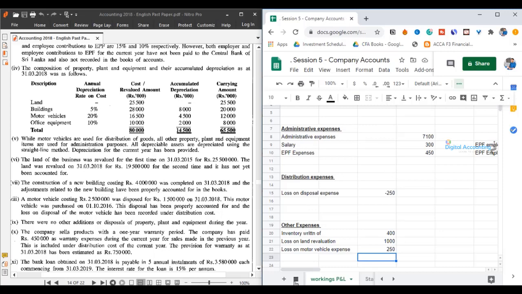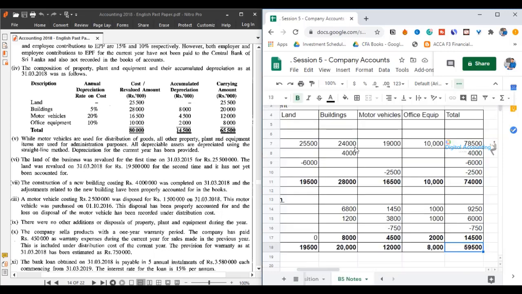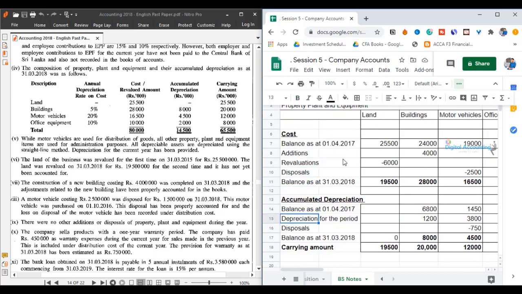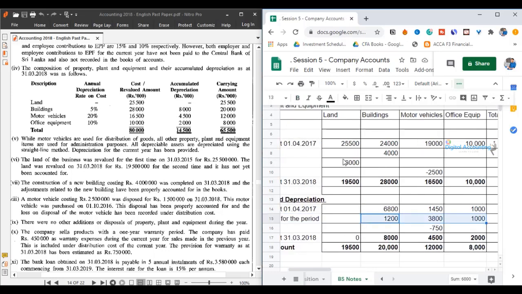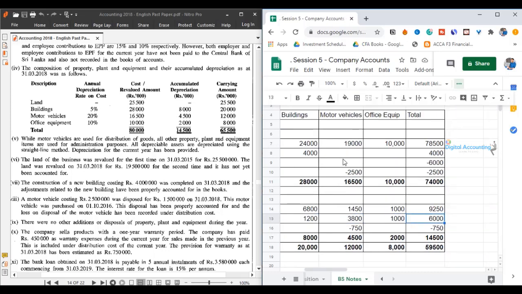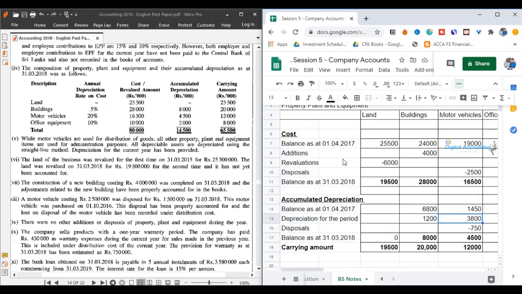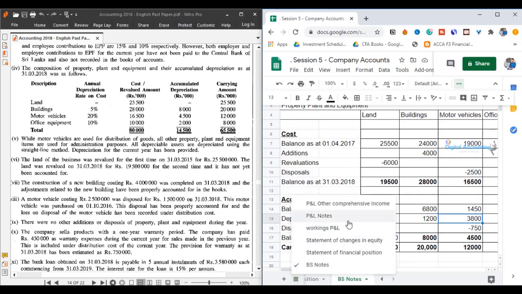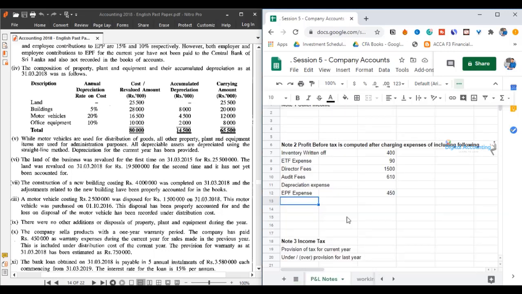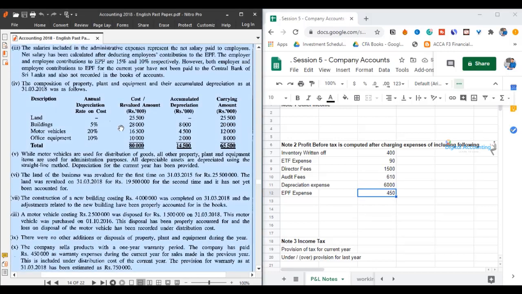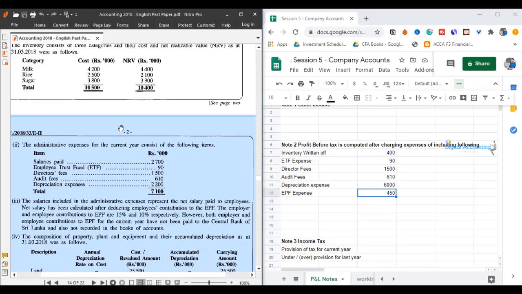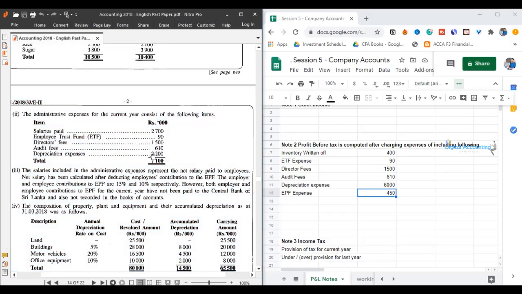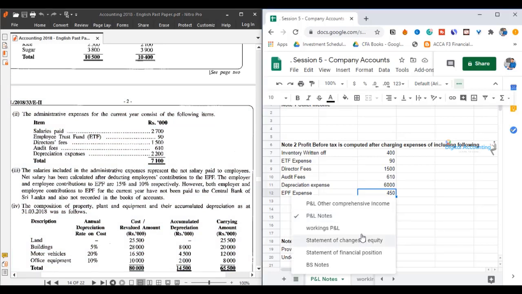So depreciation for the period is right now this row. Depreciation for the period is 3,800 plus 1,000 plus 1,200. So altogether 6,000. So that's the depreciation for the period. So the depreciation expense we need to show in the P&L notes. Depreciation expense 6,000. Also this depreciation is already charged, so you can cross check here. The depreciation expense charged in 2,200 should be except motor vehicle.